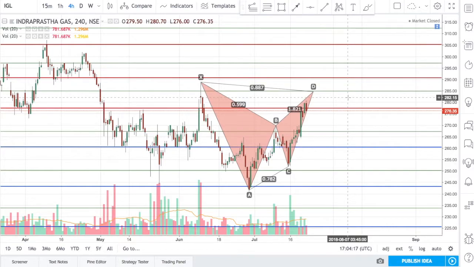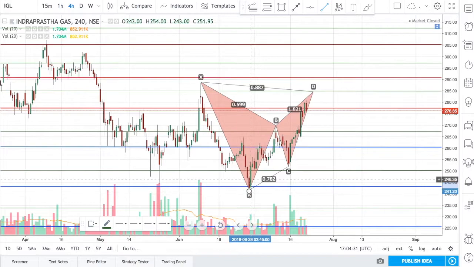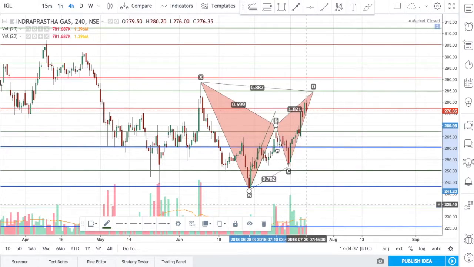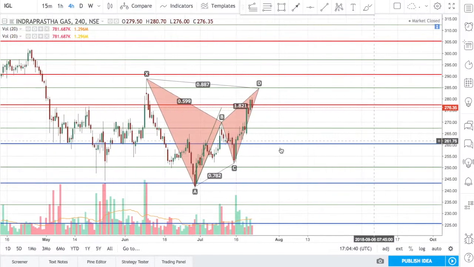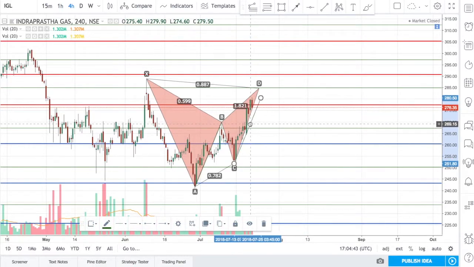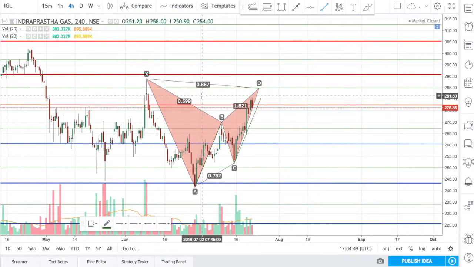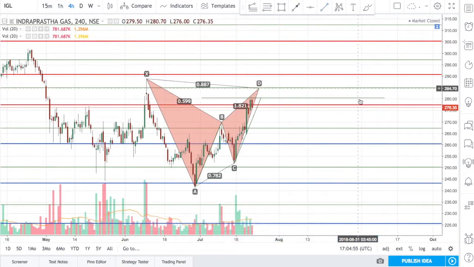Let's see if we can have any references to support or strengthen our trade assumption. Okay, first let's begin with ABCD. This is our possible AB leg. Taking a clone would give us our D point completion at this point. Let's mark this D point completion with a line. Okay, now next, fib confluence.